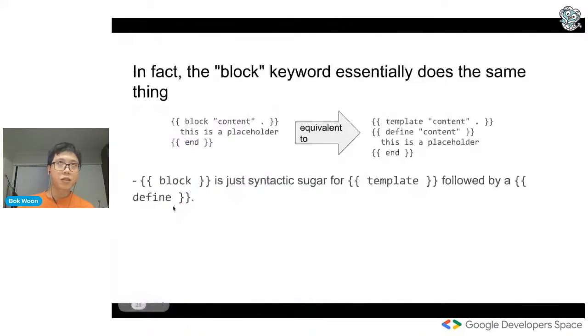In fact, Go templates have this block keyword that essentially does the same thing. If you say block content, this is a placeholder, equivalent to calling a template called content and then defining it. And then someone else can always overwrite it. It's just syntactic sugar for template followed by define.